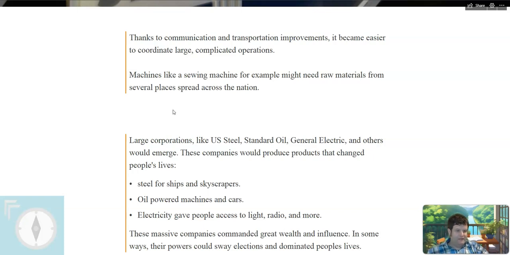Like if you're making a light bulb, you might need to source the metal for the light bulb from a mine in Colorado. You might need to source the glass from sand on a beach on the East Coast. And your factory might be located somewhere like Chicago. And you just get your materials.